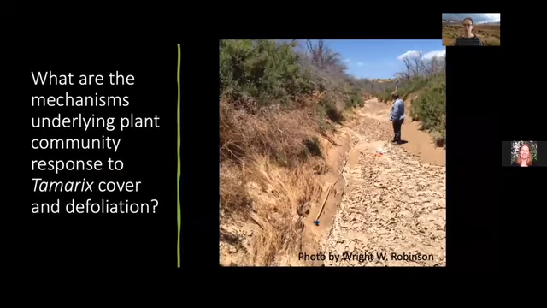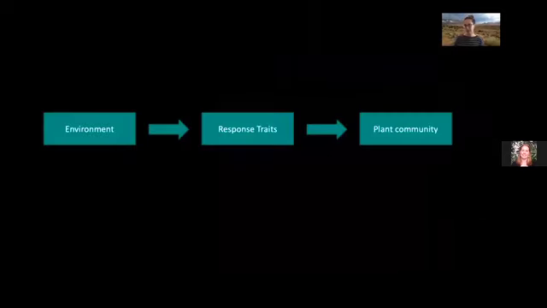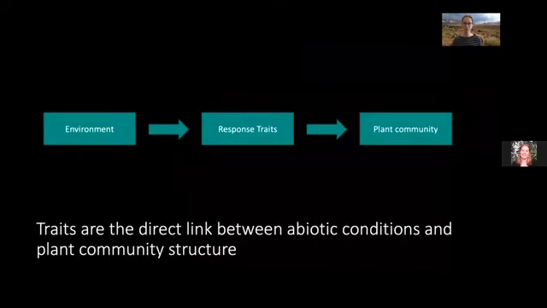So what causes such a wide range of responses? In other words, what are the mechanisms underlying plant community response to tamarix cover? To answer this question, we're looking at plant community response using traits rather than species identity. Looking at traits makes sense given that a plant's traits, in large part, are what determine its ability to thrive in a given environment. So traits are the direct link between abiotic conditions and plant community structure.